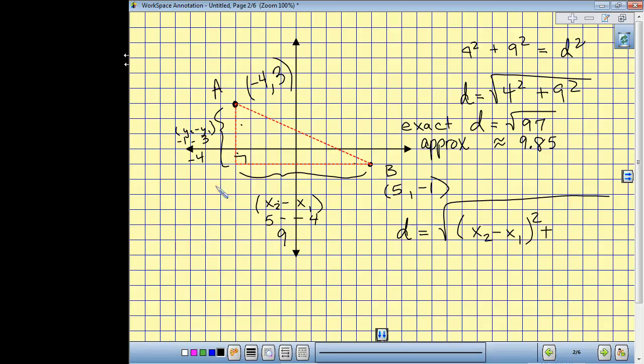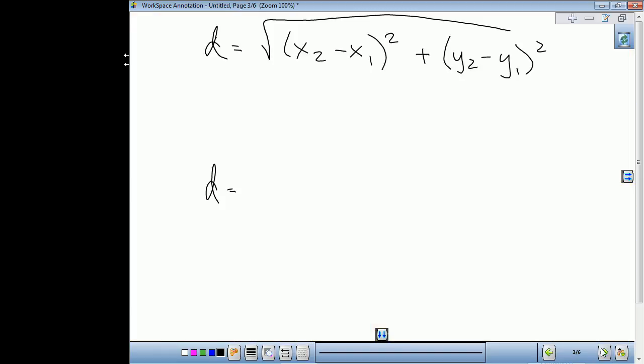And then look at this vertical distance, and the squaring takes care of any negatives that might occur. And that's the formula. That's the distance formula. It looks wrong. Okay.